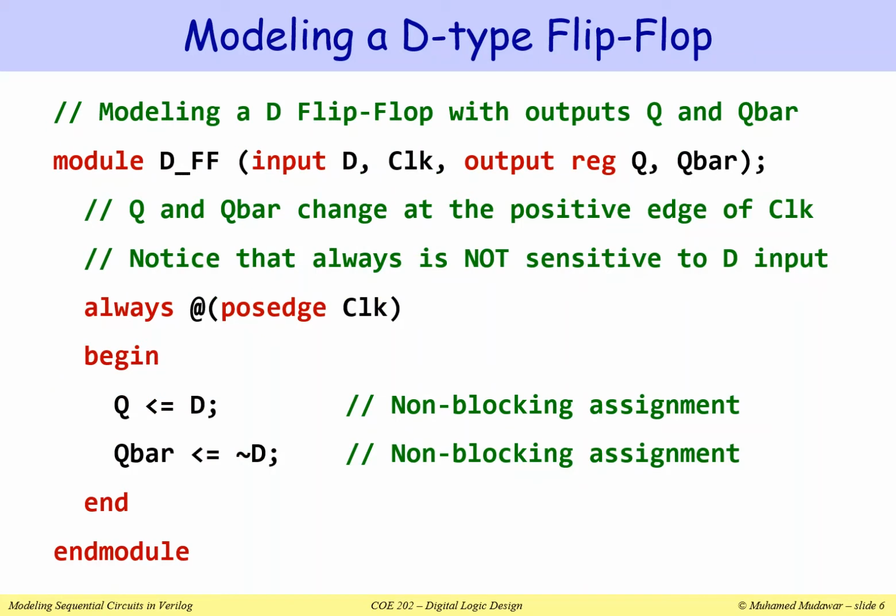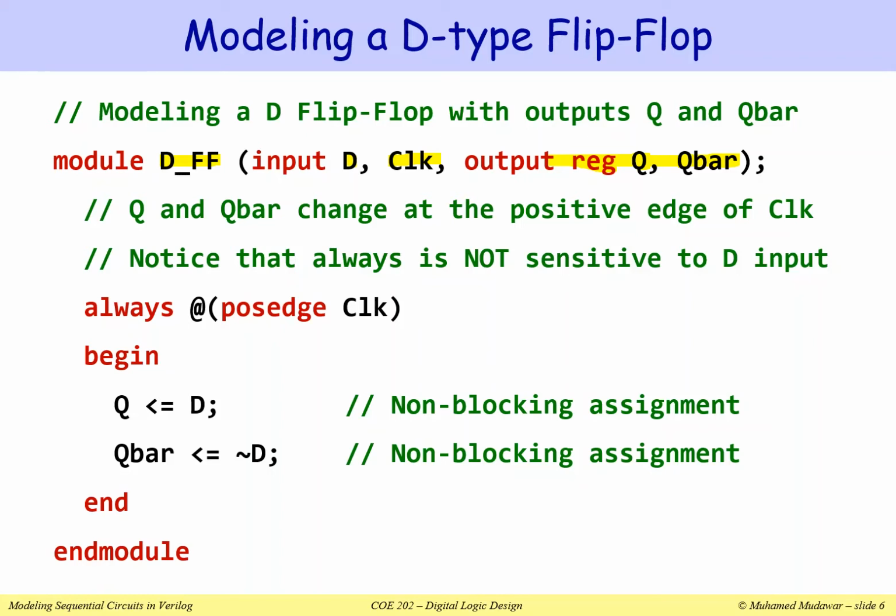Now, how about modeling a D-type flip-flop? Here is my module, which is called DFF, or D flip-flop. It has two inputs, D and clock, and it has two outputs, Q and Q bar. These are my two outputs. Notice that both of them are of type register, because I'm going to define their values inside the always block, and therefore they appear on the left-hand side of a procedural assignment, so they must be of type register.